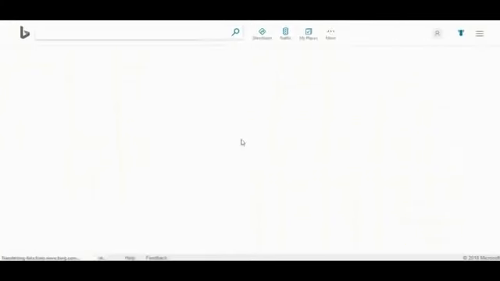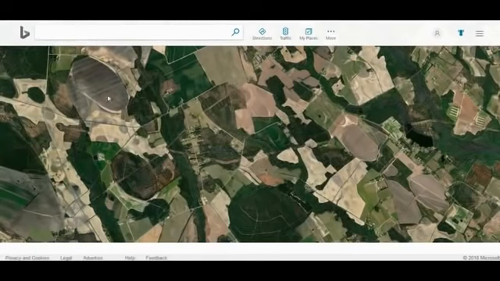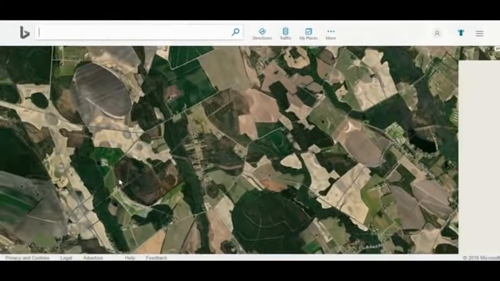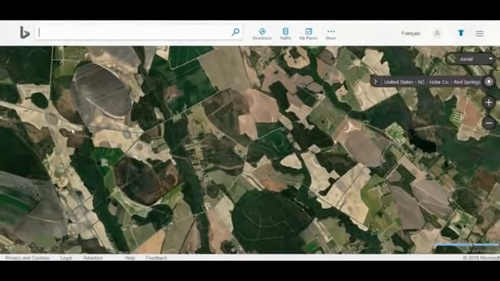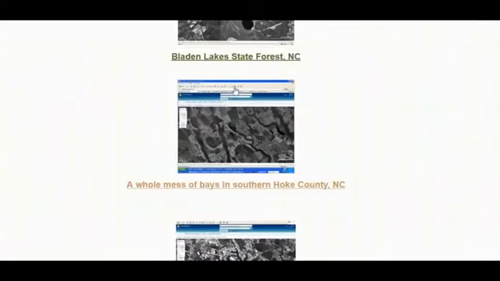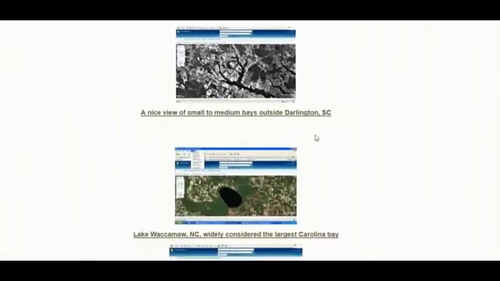Polk County, North Carolina. Here's a bigger one, a relatively big one. Here's some smaller ones, and here's some bigger ones. And again, they have a general alignment. And I just want to show you the last one.